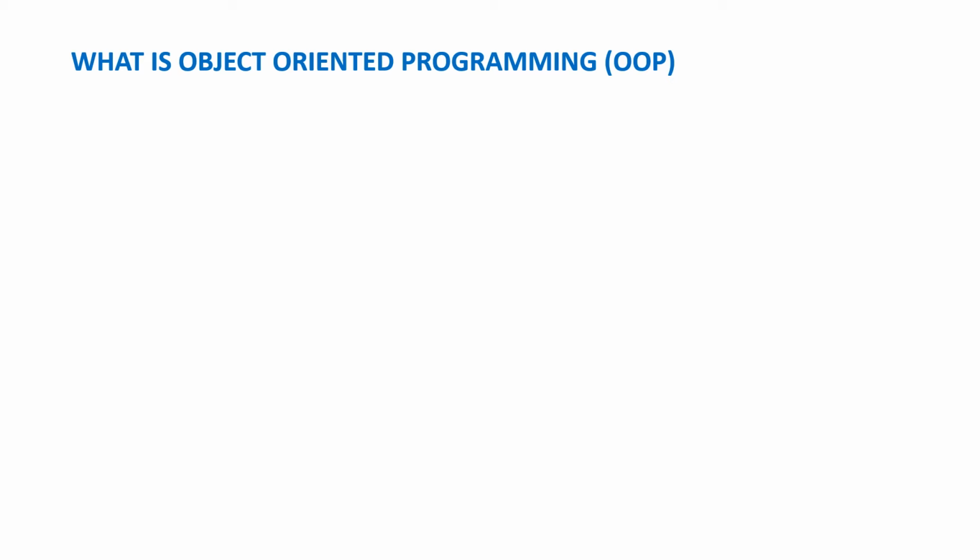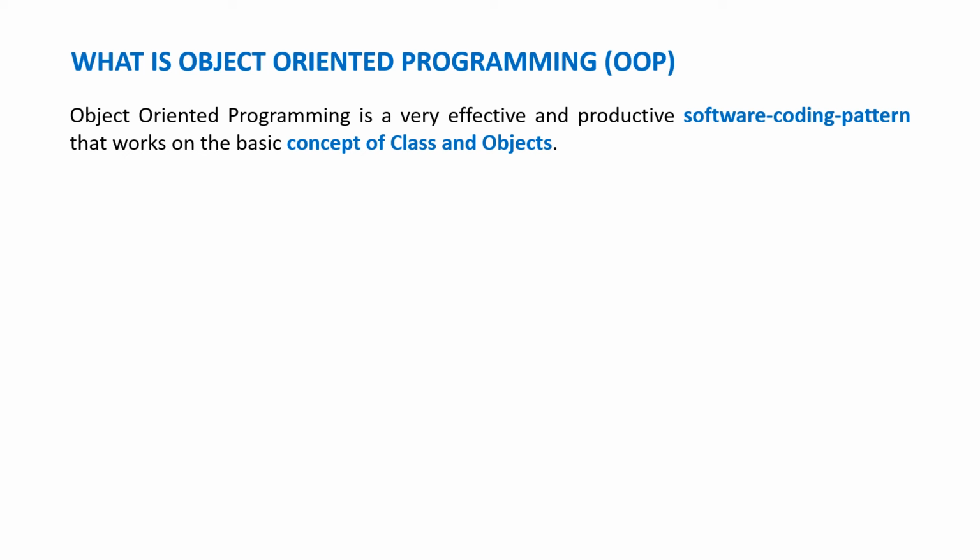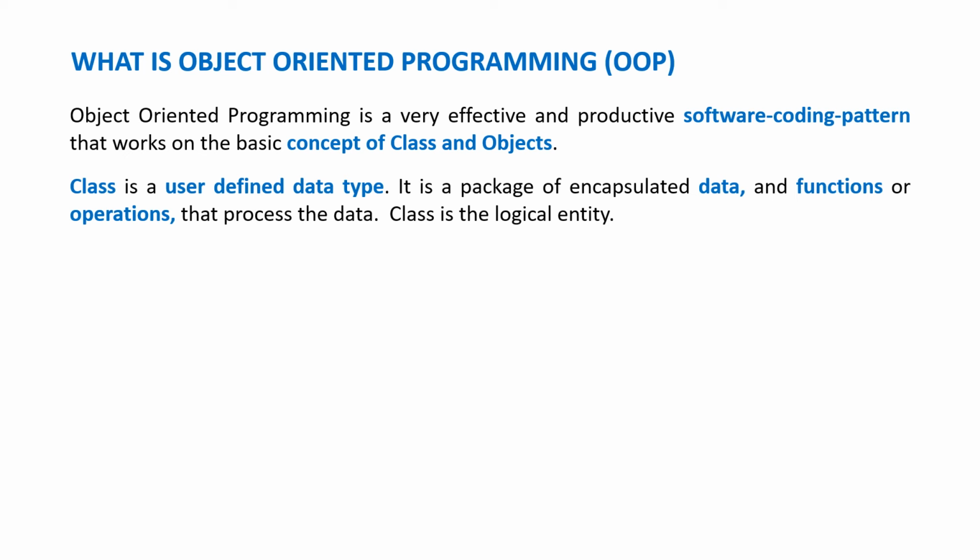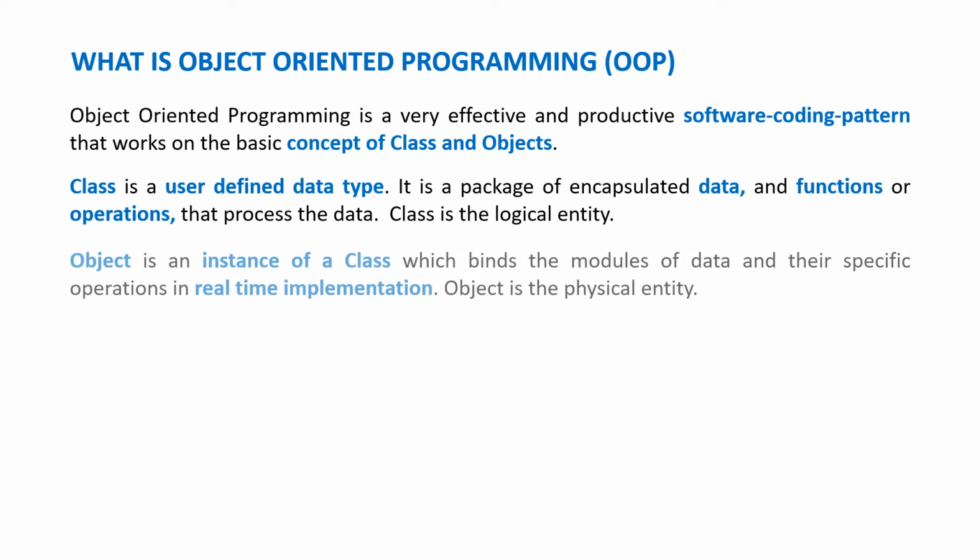What is OOP, or Object-Oriented Programming? Object-oriented programming is a very effective and productive software coding pattern that works on the basic concept of class and objects. Class is a user-defined data type. It is a package of encapsulated data and functions or operations that process the data. Class is the logical entity. Object is an instance of a class, which binds the modules of data and their specific operations in real-time implementation. Object is the physical entity.